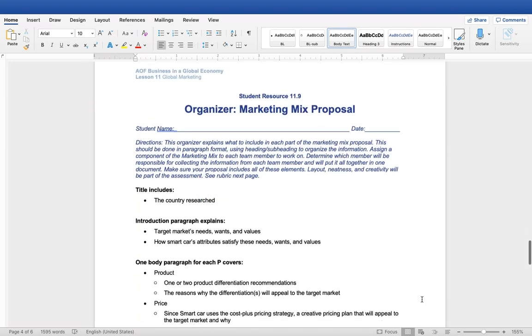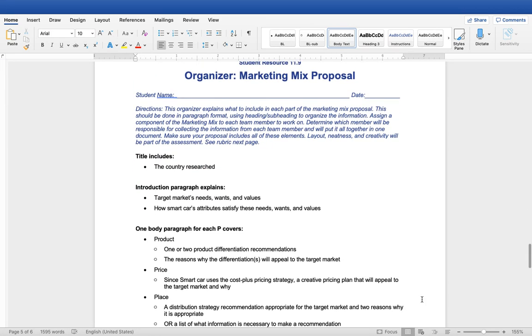Let's go to the next document where you have the organizer. This is pretty much the outline that you will follow when putting together your marketing mix proposal. A marketing mix proposal is a written report.